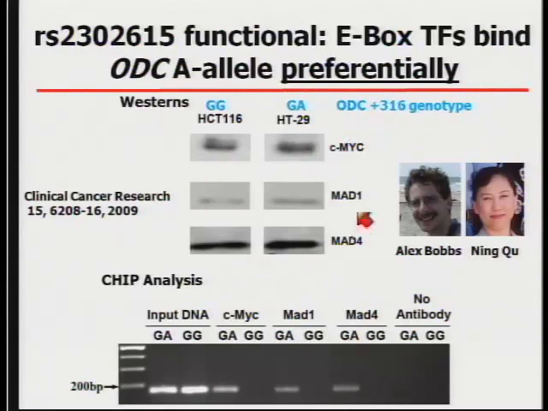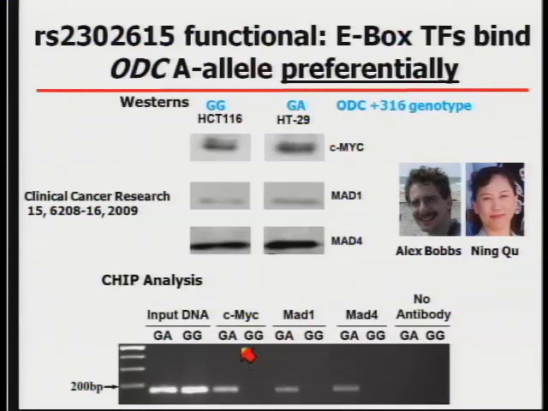These are just Western blots, and this is work that Alex Bobbs and Ning Q in my lab did, documenting that these cells express all of these E-box transcription factors. But as shown on the bottom in the ChIP analysis, you only get binding of these proteins to cells that have an A allele, not a G allele.